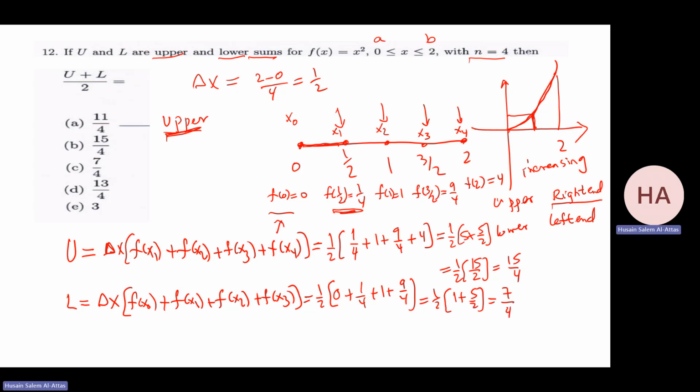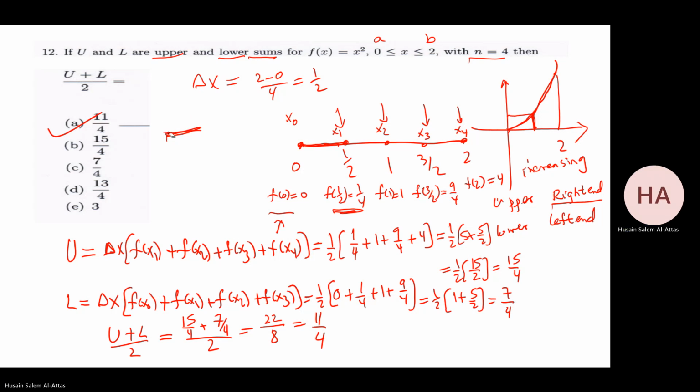Okay. So now U plus L over 2, that will be 15 over 4 plus 7 over 4, over 2. That will be what? 15 plus 7, that will be 22 over 8 or 11 over 4, which is this one. Okay. This is upper. This is lower.